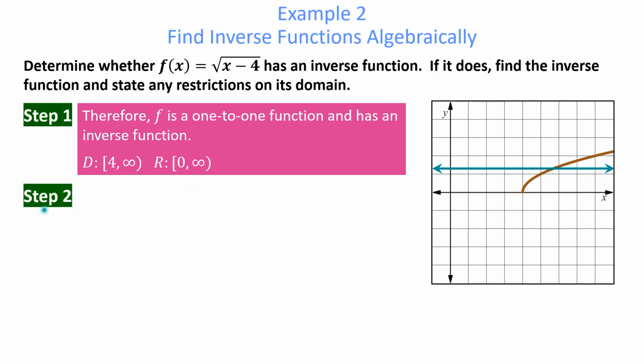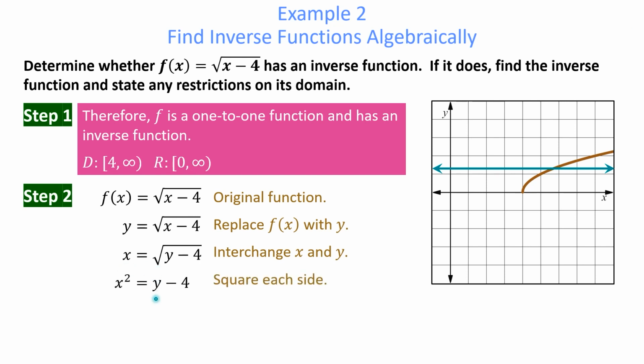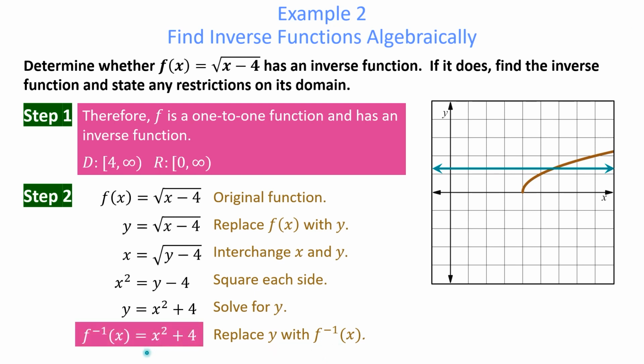Now for step 2, we want to find the inverse function of f. So we begin by writing the original function down. Then we replace the f of x with y to give us the following. And then we interchange x and y, and we want to solve for y. So we begin by squaring each side, and when we solve for y, we get y equals x squared plus 4. So we then replace y with the inverse function notation, and the inverse function of f of x is equal to x squared plus 4.